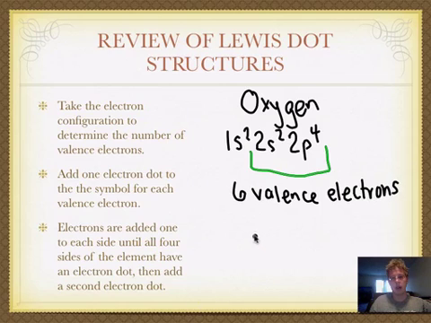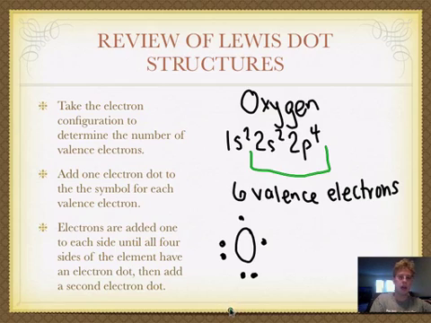I'm going to then write the symbol for oxygen. It doesn't matter what side you start on, I'm going to place one dot on each side if I have enough to do so. In this case for oxygen we do. Then I'm going to go back and add a second electron dot as necessary. It does not matter what side you start on or where you end. In the future, it's going to depend on what all you need to draw with it.